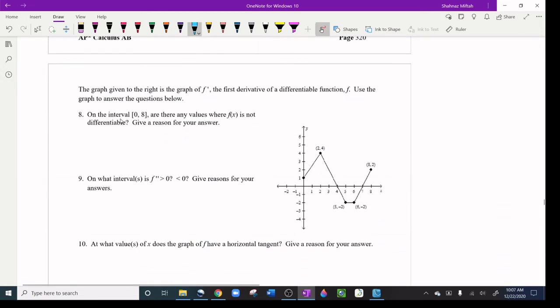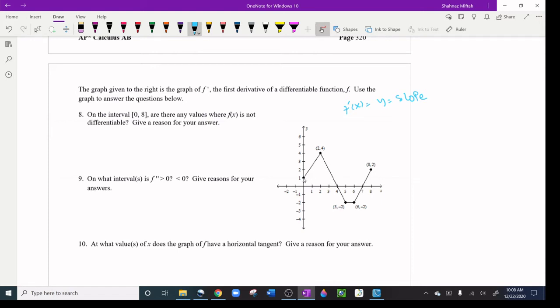Okay, question number 8. The graph given to the right is the graph of f prime, the first derivative of our differentiable function f. Use the graph to answer the questions. If this is f prime x, then it means every y value is my slope. Okay, remember that. On the interval 0 to 8, are there any values where f of x is not differentiable? Give a reason for your answer. Where this is not differentiable. So I can check everything since we know that every y value is the slope.